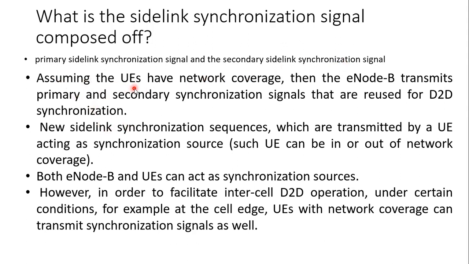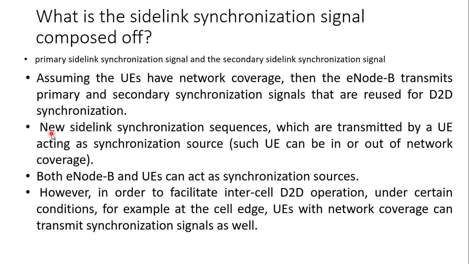Assuming that the UE, that is the user interface, has the network coverage, then the eNode B transmits primary and secondary synchronization signals. Both primary and secondary synchronization signals are transmitted by the base station only, if the user interface is under the network coverage area, and they are used again for D2D synchronization.